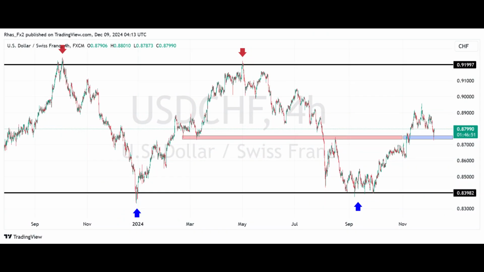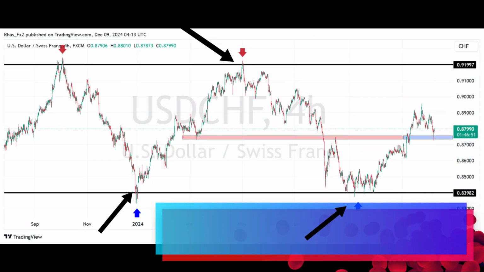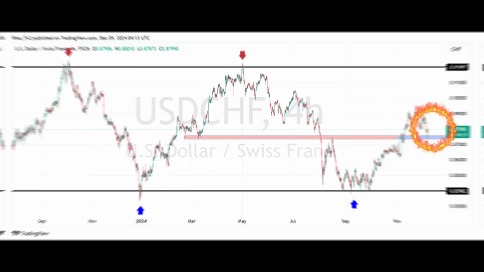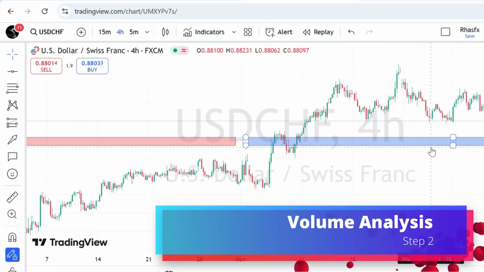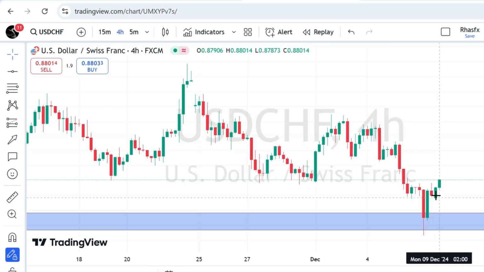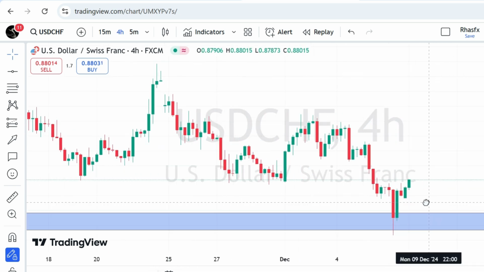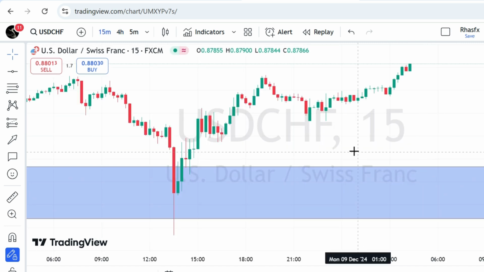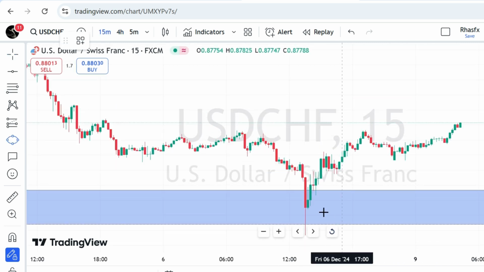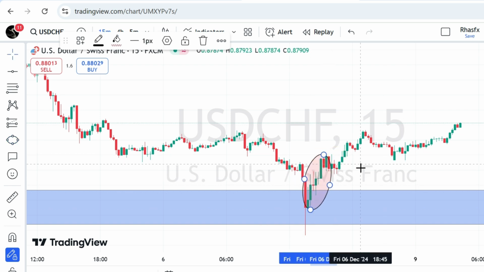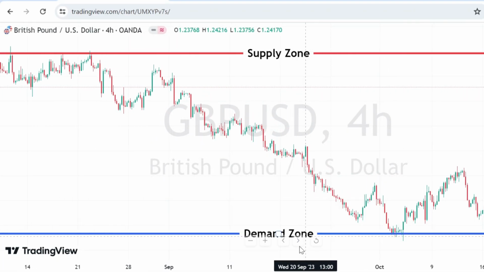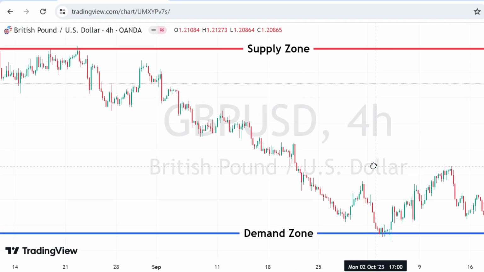Examine past price movements to identify where significant reversals or consolidations occurred. These areas often serve as strong supply or demand zones. High trading volume at certain price levels can indicate the presence of strong supply or demand. Volumes often spike in these zones due to the increased activity of large traders. Patterns such as double tops, double bottoms, head and shoulders, and other reversal formations can highlight potential supply or demand zones. Supply zones often coincide with resistance levels, while demand zones align with support levels.